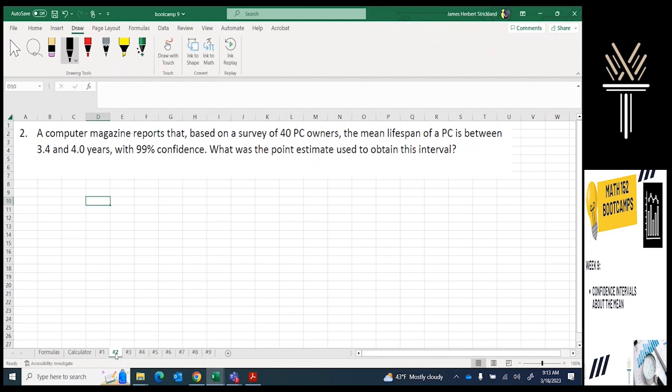Okay, let's pick apart what we do know. We see a lot of key things. I see a survey of 40 PC owners. So that's referring to, of course, our sample size. That's nice. And then we see this phrasing of between two measurements. And then, of course, we have our confidence level. And they want to know the point estimate, our center.